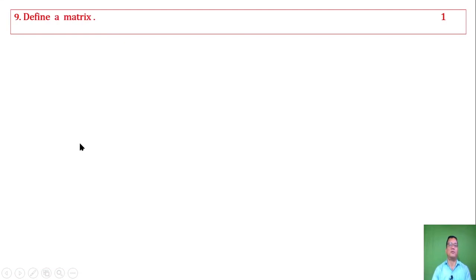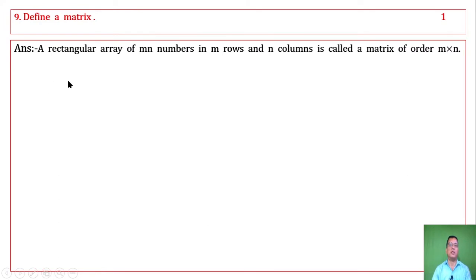Question number 9. Define a matrix. A rectangular array of mn numbers in m rows and n columns is called a matrix of order m by n.